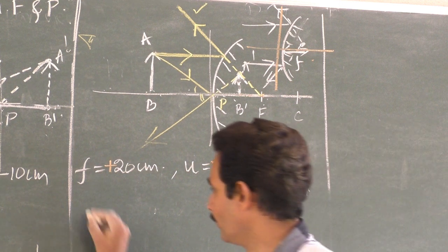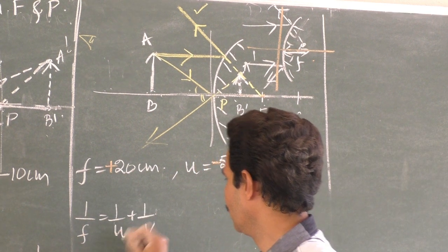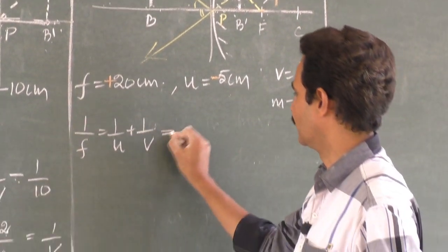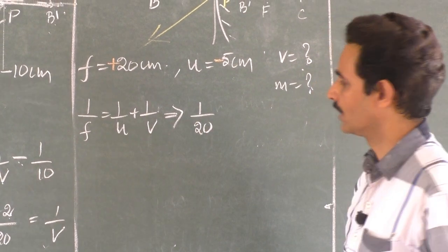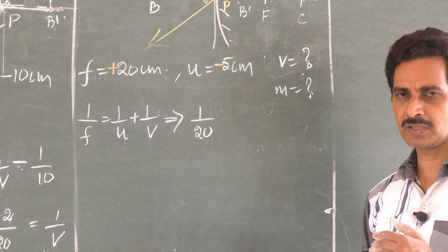Okay, same formula, mirror formula, 1 by F equal to 1 by U plus 1 by V, or 1 by V plus 1 by U, anyway. Okay, apply this one here. 1 by F, 1 by 20 plus, it's a convex mirror. Don't learn by heart that convex mirror focal length is positive, convex mirror focal length is positive.